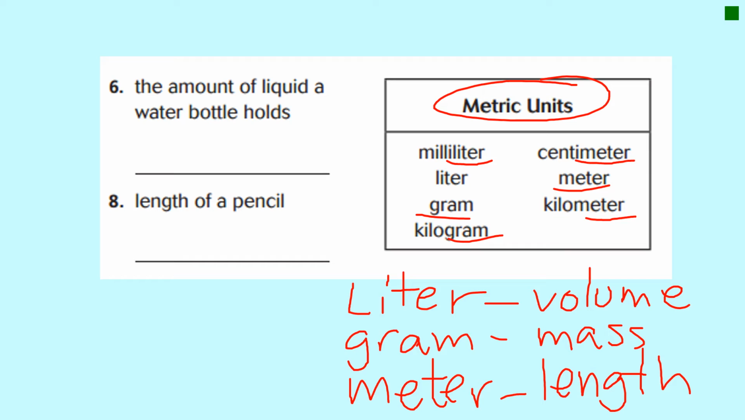Okay, so let's see. The amount of liquid a water bottle holds. So the amount of liquid is going to be volume, so we're thinking liter. So let's see, here are our liter choices, milliliter and liter. Now a milliliter is like drops of liquid, such a little bit. And then a regular old liter would be like a pretty big water bottle, like a big tall water bottle. Sometimes you can buy liters of soda. They're like skinny but tall, okay? So if I were thinking about a water bottle, I would not measure that in milliliters because they're teeny. I would think about them in liters.